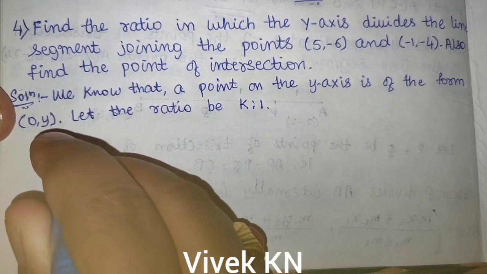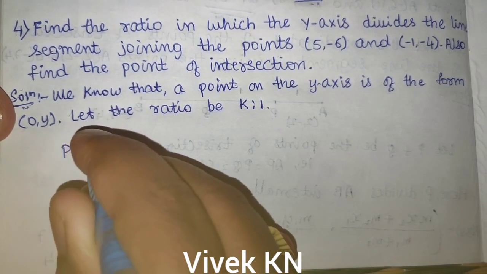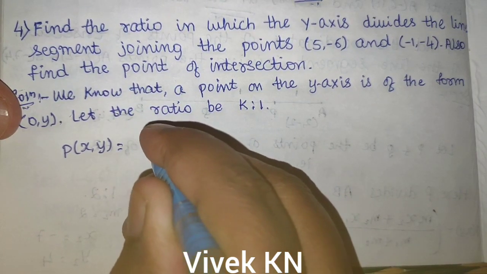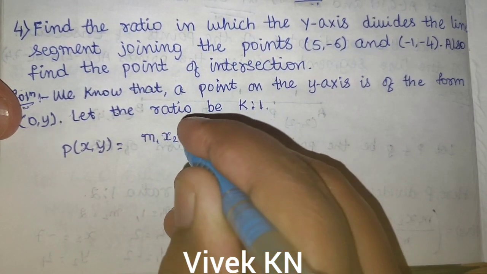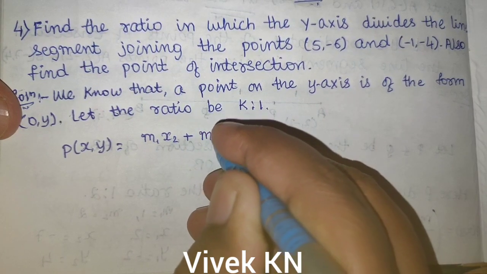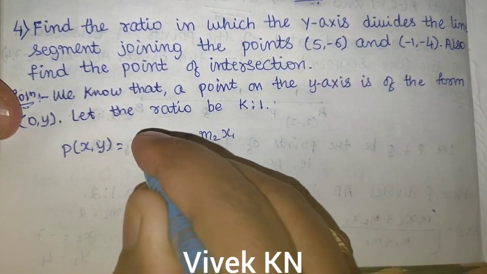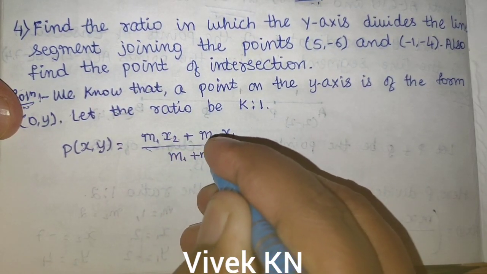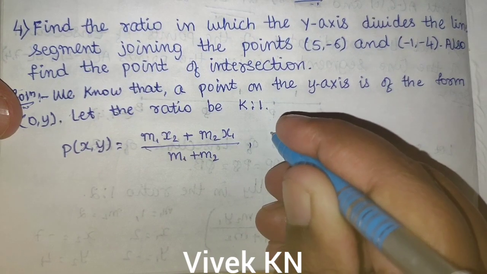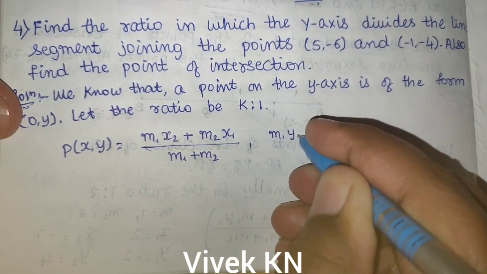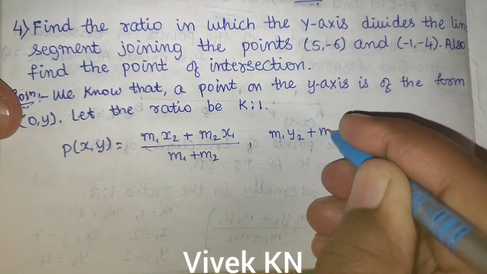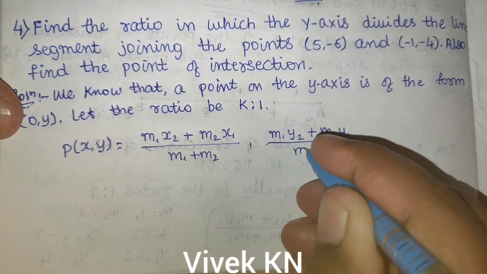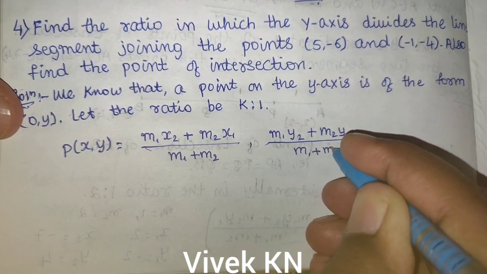Now we have to write the section formula. The section formula is given by P(x, y) equals (m1x2 + m2x1) divided by (m1 + m2), and (m1y2 + m2y1) divided by (m1 + m2).